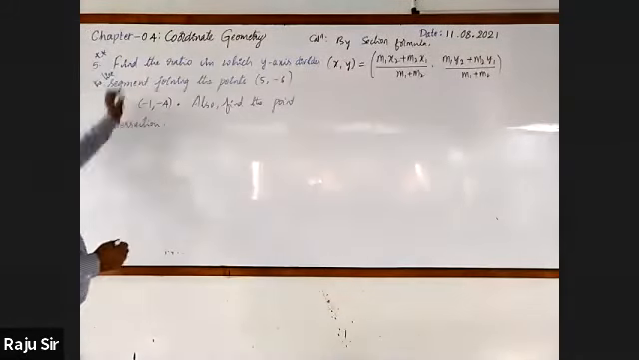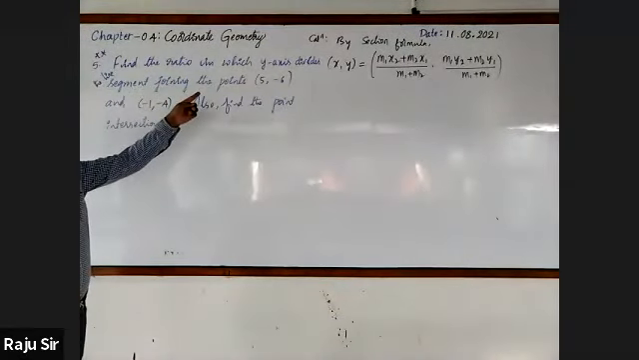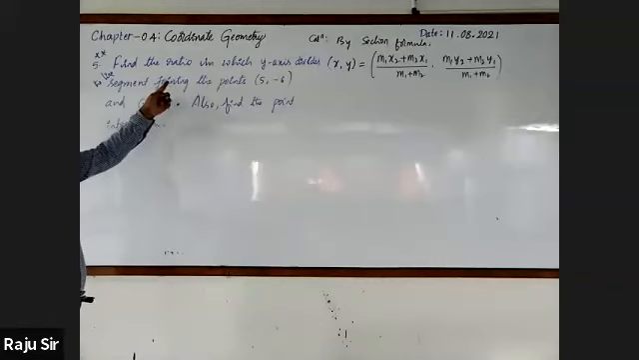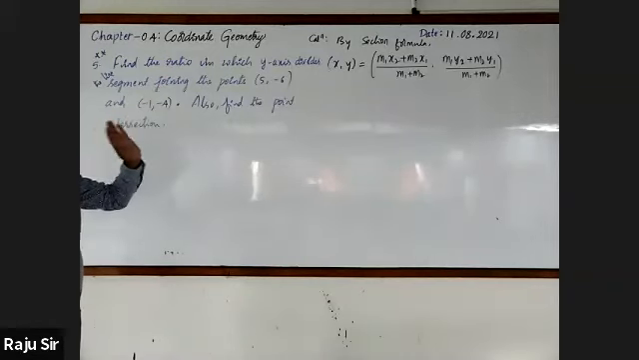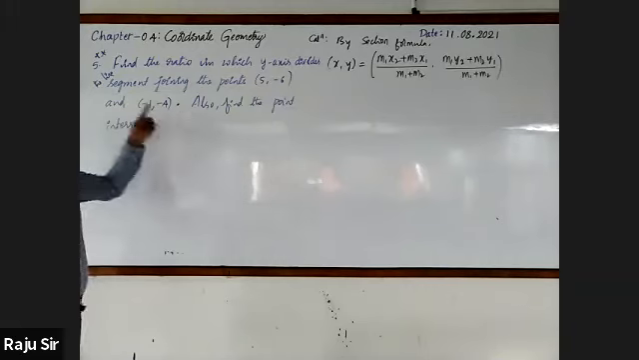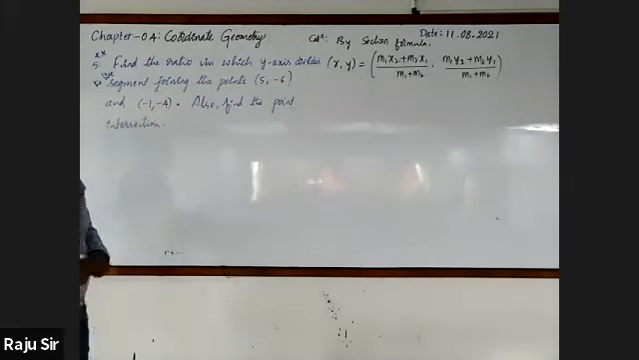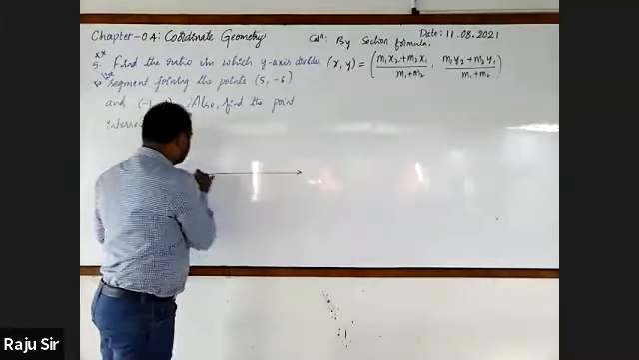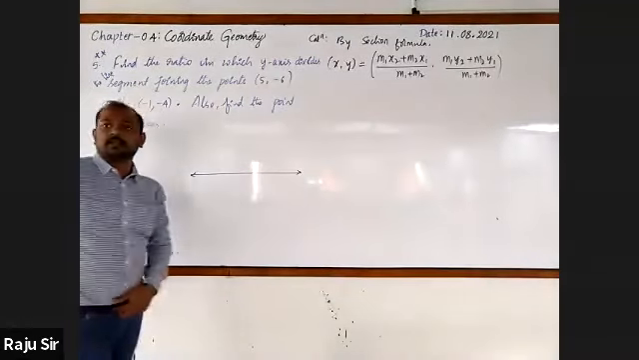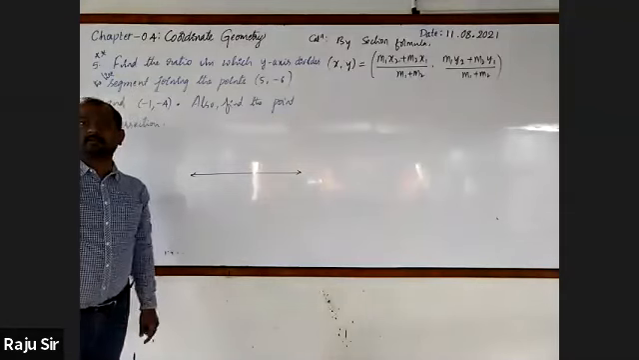Please look here. Go through the statement once. Find the ratio in which the y-axis divides the line segment joining these 2 points. What do you call the horizontal line with respect to the Cartesian plane?